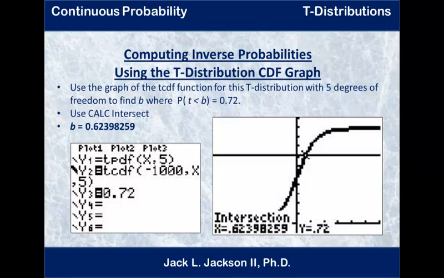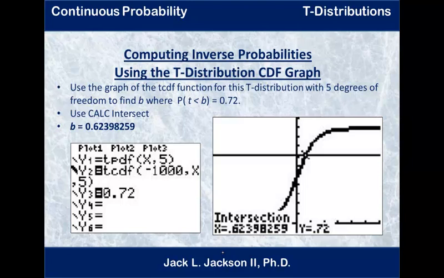So do a calc intersect, which gives you the intersection point. Of course, we know the y value is 0.72, and this x value is the b value that we're looking for. That's actually a t value on this t distribution. Some usually call the input t if it's a t distribution.